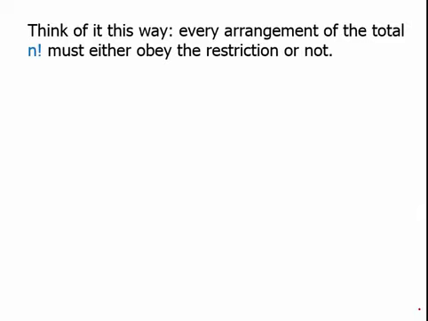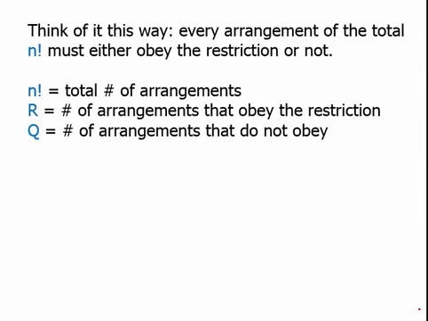Every arrangement of the total n factorial must either obey the restriction or not obey the restriction. So let's say that n factorial is the total number of arrangements. Let's just say that R is the number of arrangements that obey the restriction, and Q is the number of arrangements that do not obey the restriction. Well, obviously, R plus Q has to equal n factorial, because every single arrangement either does or doesn't obey the restriction. So together, they have to add up to the total number of arrangements.